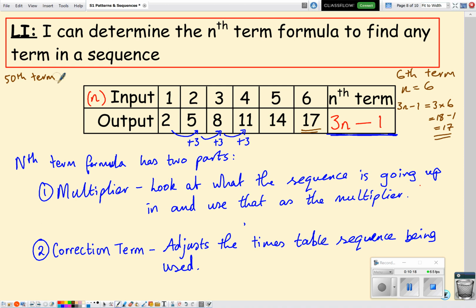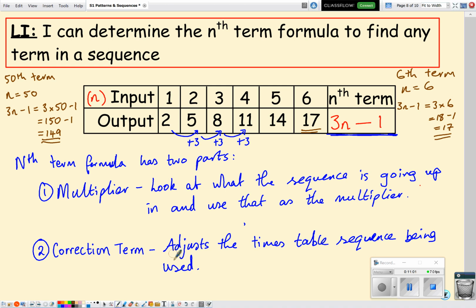Let me show you as well that it works for the 50th term. Remember on the last page I told you the 50th term is 149? So for the 50th term, n would be equal to 50. And so 3n take away 1 would be 3 times 50, take away 1, 150, take away 1, 149. So the nth term formula is made up of a multiplier and a correction term. The multiplier is just what your sequence is going up in, and the correction term adjusts the times table sequence being used, and it would be an add or a subtract.